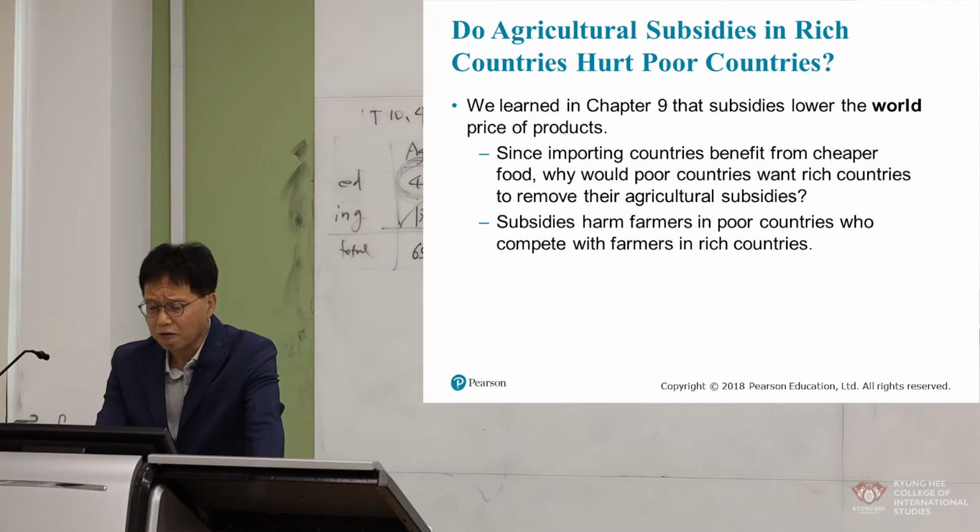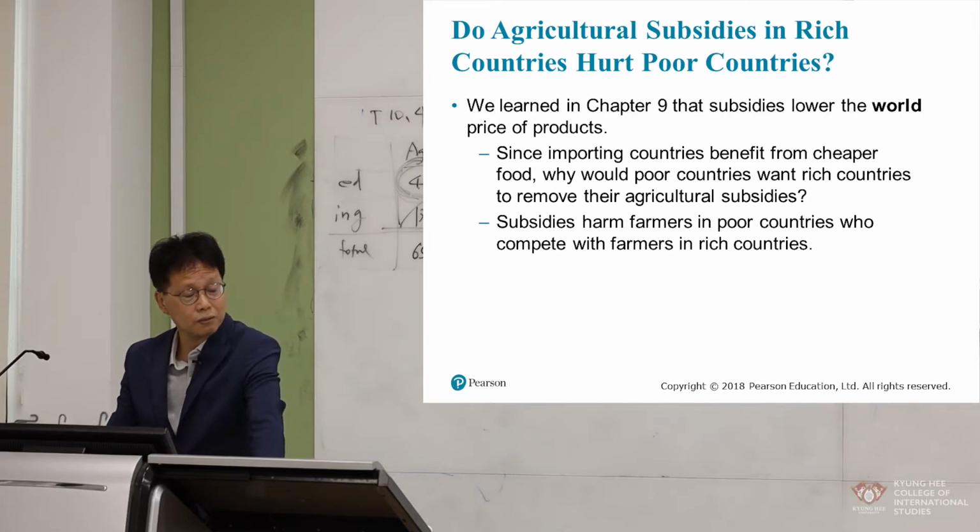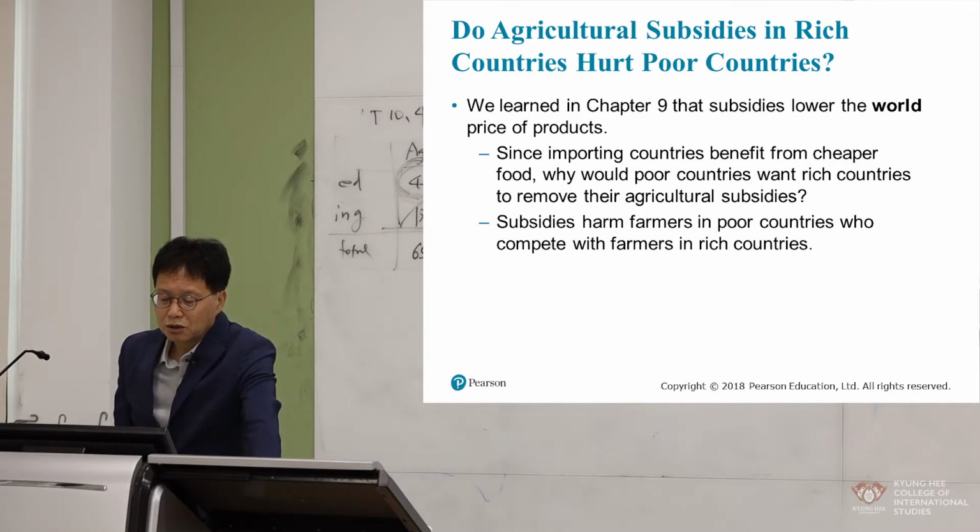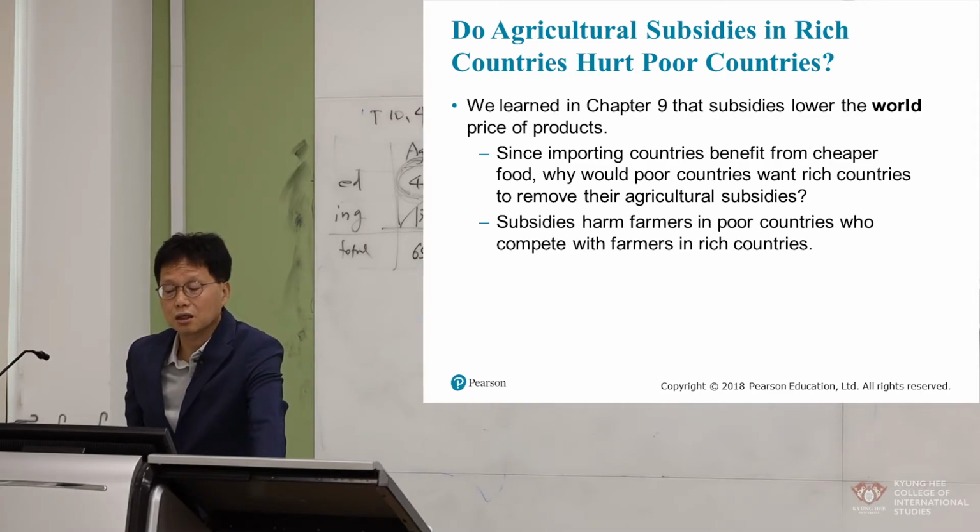Subsidies harm farmers in poor countries who compete with farmers in rich countries. Also, developing countries' agricultural farmers are poorer than other sectors. Their lives become worse than before after liberalization. So they object. Okay? And poor developing countries have no money to support them. Right?